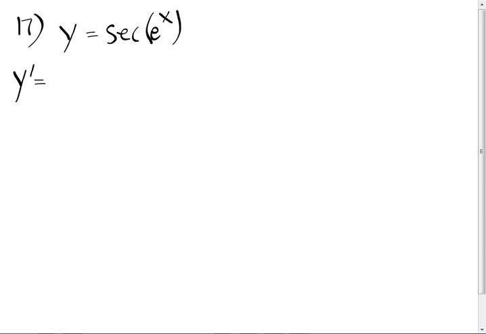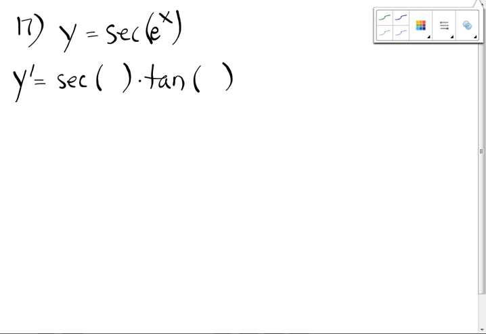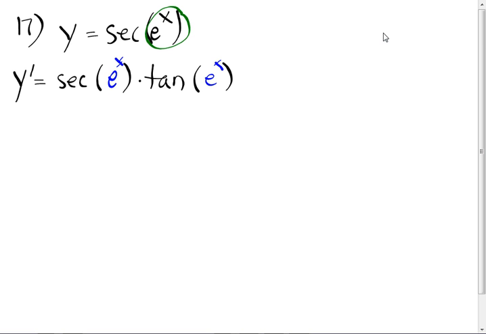Okay, ready? Jack, what's the derivative of secant? You remember? Morgan has it. Secant of x, tangent of x. Okay, what's the x that's going to go in there? That's e to the x, right? That's my angle. Then you have to do times the derivative of what's inside that parentheses. So I need the derivative of this, which is e to the x. That's it.